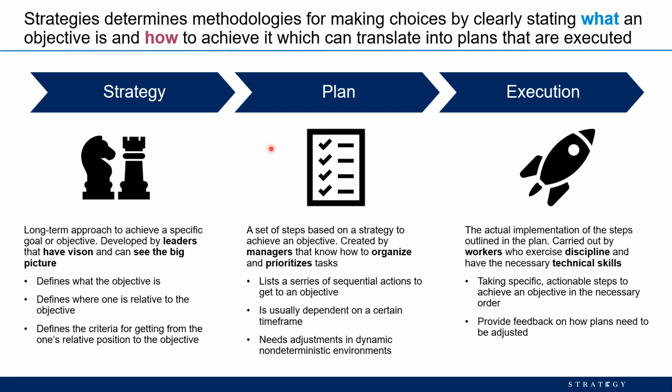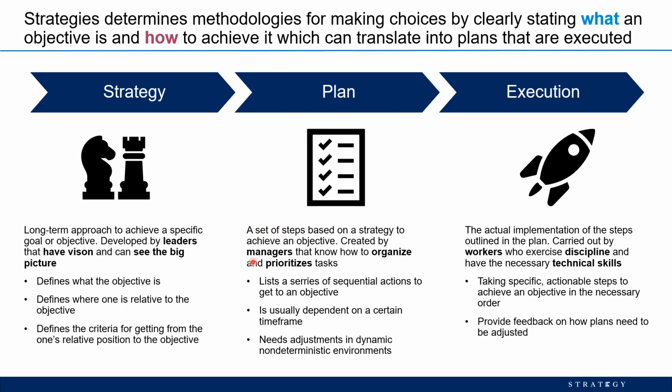A manager will take whatever the strategy is and create a plan for it. They will organize and prioritize tasks into a way that will most effectively get things done. If you've read 7 Habits of Highly Effective People, think of strategy as habit 2, which is start with the end in mind, and then plan as habit 3, which is put first things first. This is doing the right thing. This is doing things right.